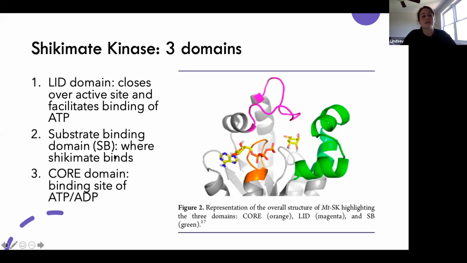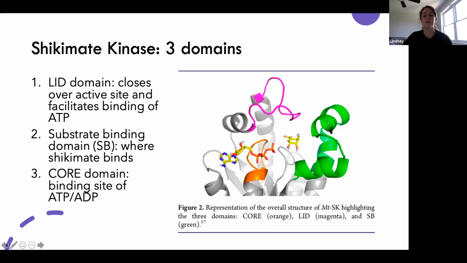And so the 3 domains are the lid domain, which is right here, and it closes over the active site and facilitates the binding of ATP. And the SB domain, which is in green, is right here. And that's where most of the binding of shikimate occurs. And then there's the core domain right here, which is the binding site of ATP, ADP.